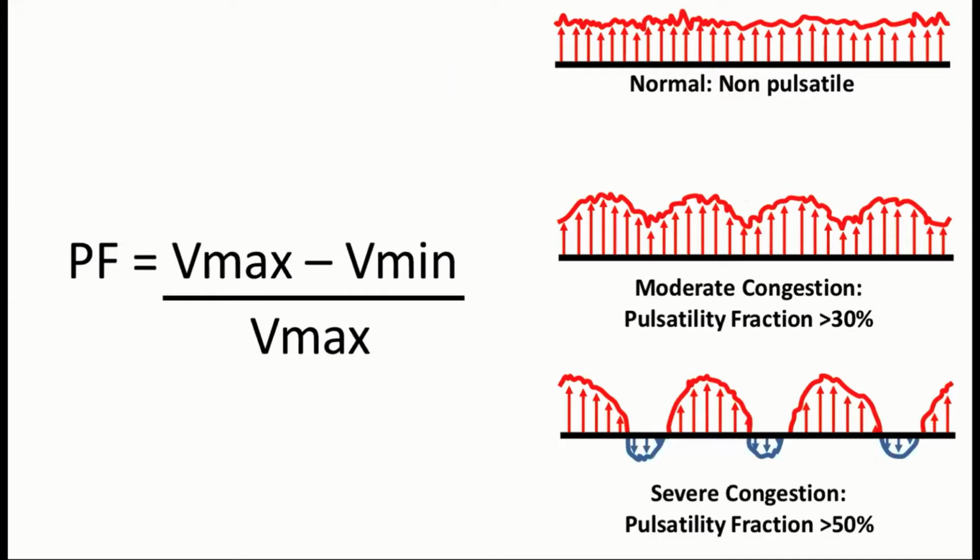And so alterations in portal venous flow can be quantified using this pulsatility fraction. Here's the formula: just maximum velocity minus minimum velocity over maximum velocity. And we can classify, somewhat arbitrarily, but it's really helpful to use this classification.